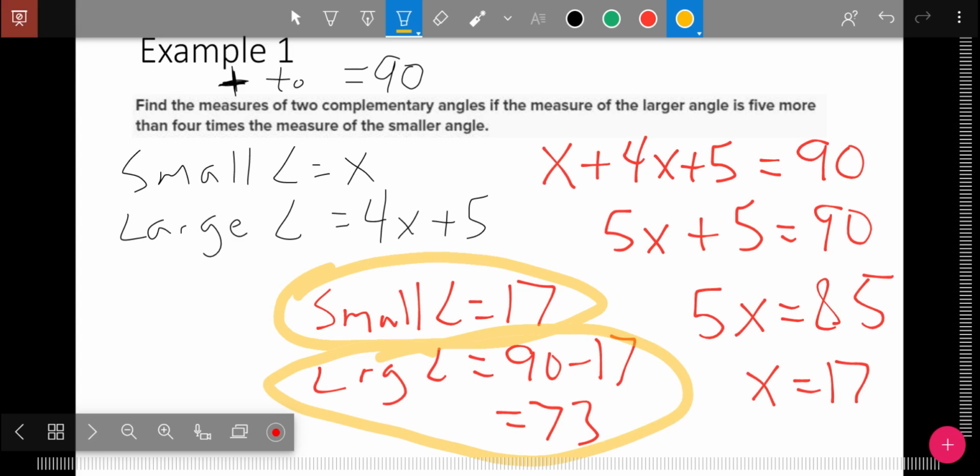And if I wanted to double check to make sure I was right, I could do both. 90 minus 17 is 73. I could plug it back in up here. 4 times 17 is 68, plus 5 is 73. I know I did it correctly.